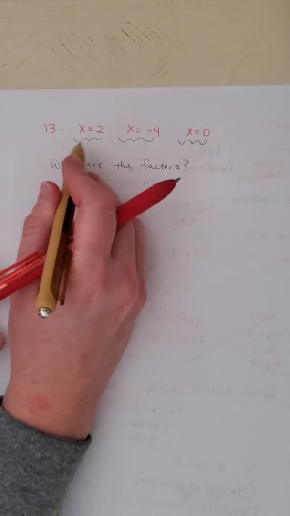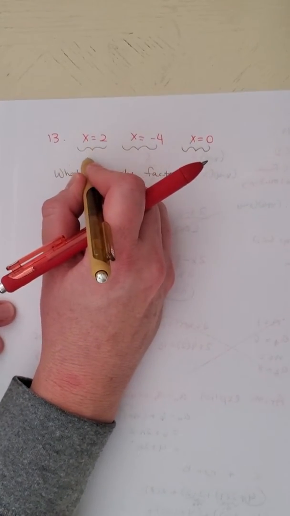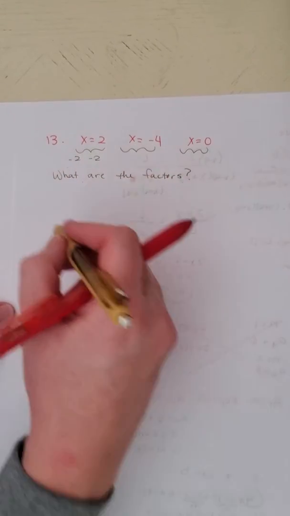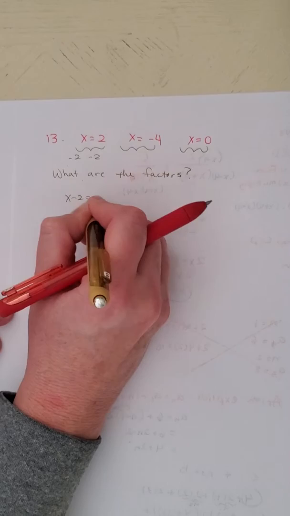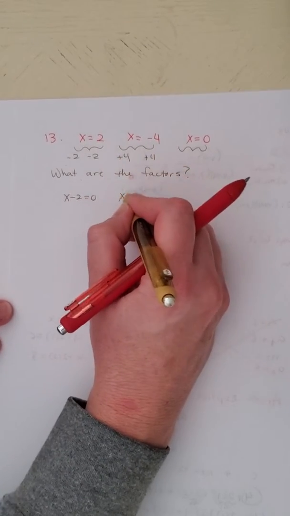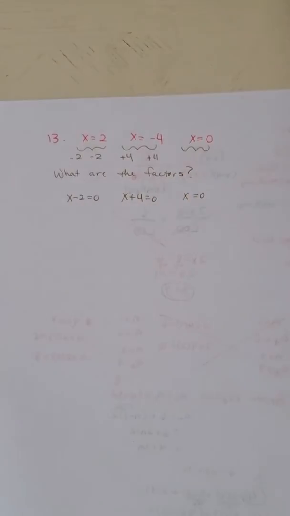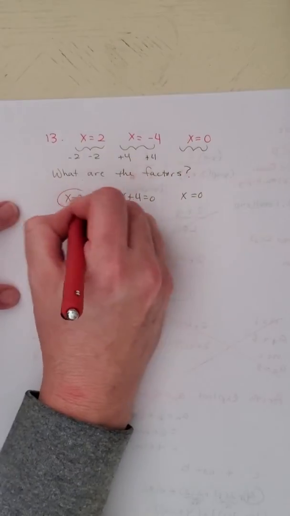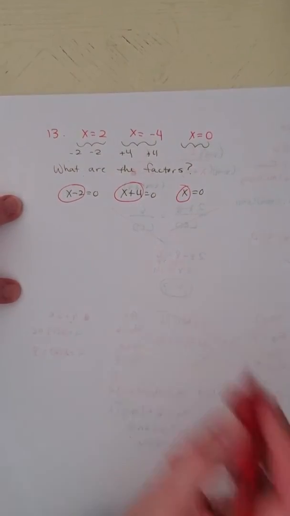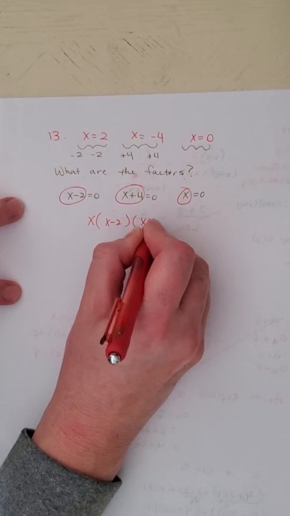All right, so to get these solutions, remember that we would have had factors that we had set equal to 0, meaning I want to make these equal to 0. So I have x minus 2 equals 0, x plus 4 equals 0, and x equals 0. So my three factors are this one, and this one. So x minus 2, and x plus 4.